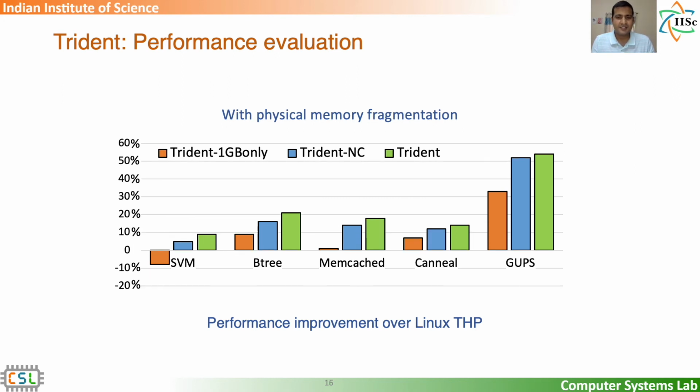We also study the same configurations under fragmentation. This graph shows that Trident is able to sustain the benefits of 1GB pages even when memory is fragmented. It also shows that all the components of Trident contribute to its performance.